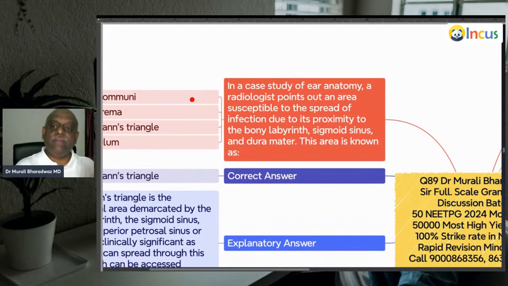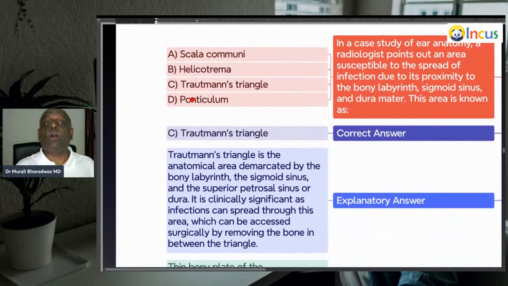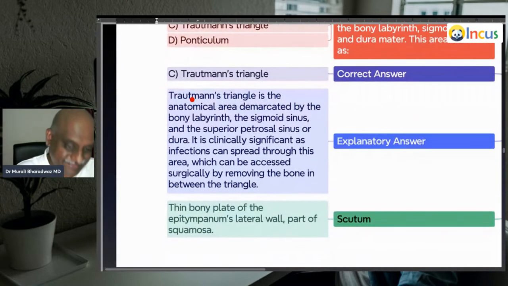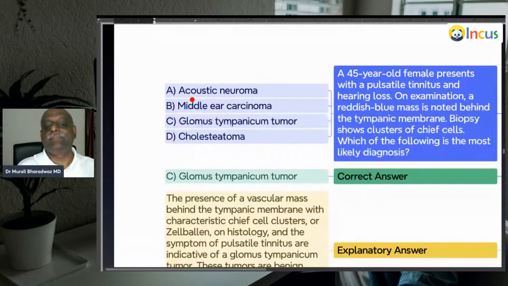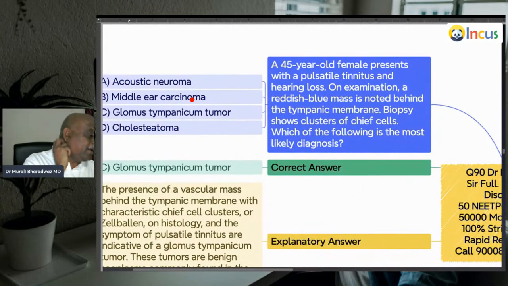In a case study of the ear anatomy, a radiologist points to an area susceptible to spread of infection because of its closeness to the bony labyrinth, sigmoid sinus, and dura mater. What is this called? Trotman's triangle. Trotman's triangle.